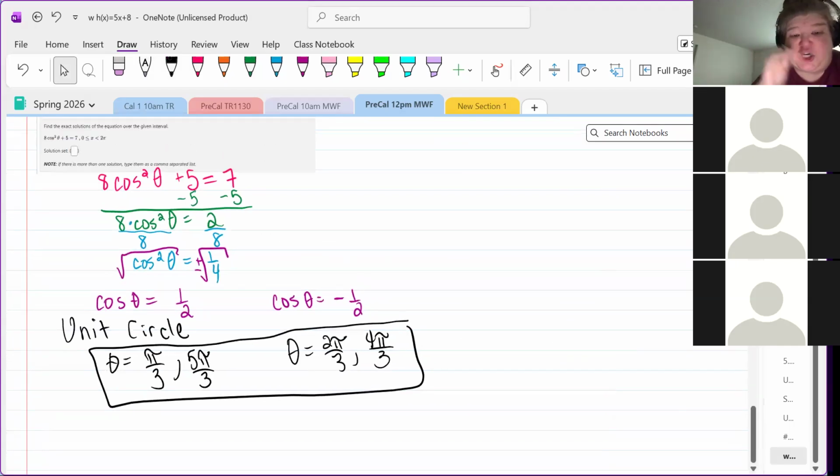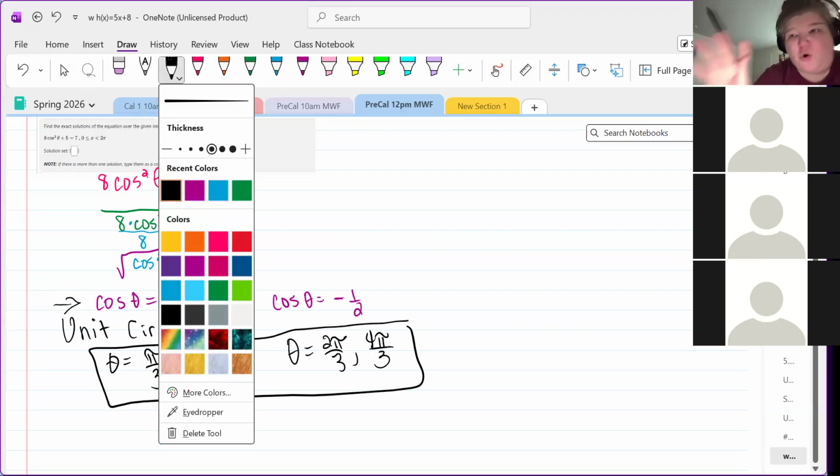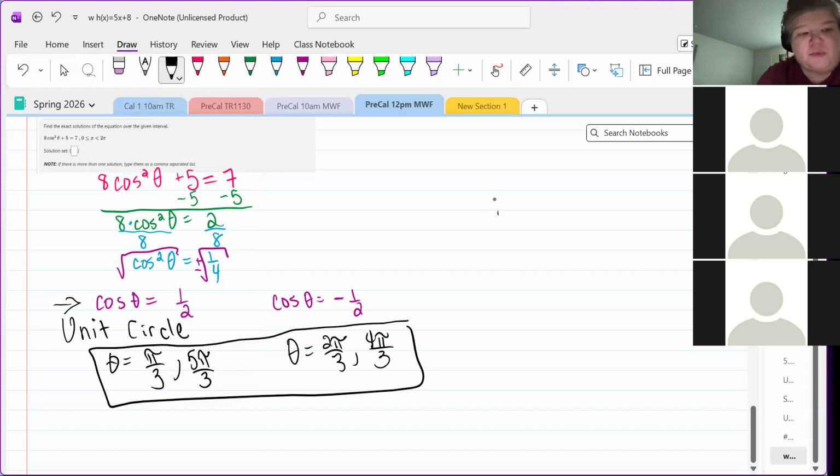So if it was just cosine theta equals a number, the little equations that we got in here, each of those have 2 solutions, but because of the plus or minus, we ended up with 4 solutions. So a quadratic trig equation can have up to 4 solutions. Usually it will have all 4 solutions.